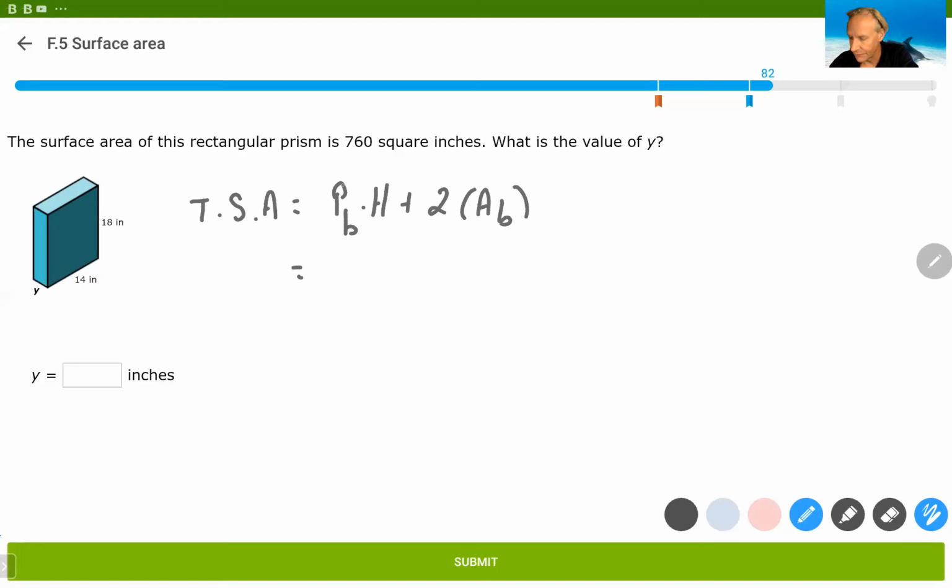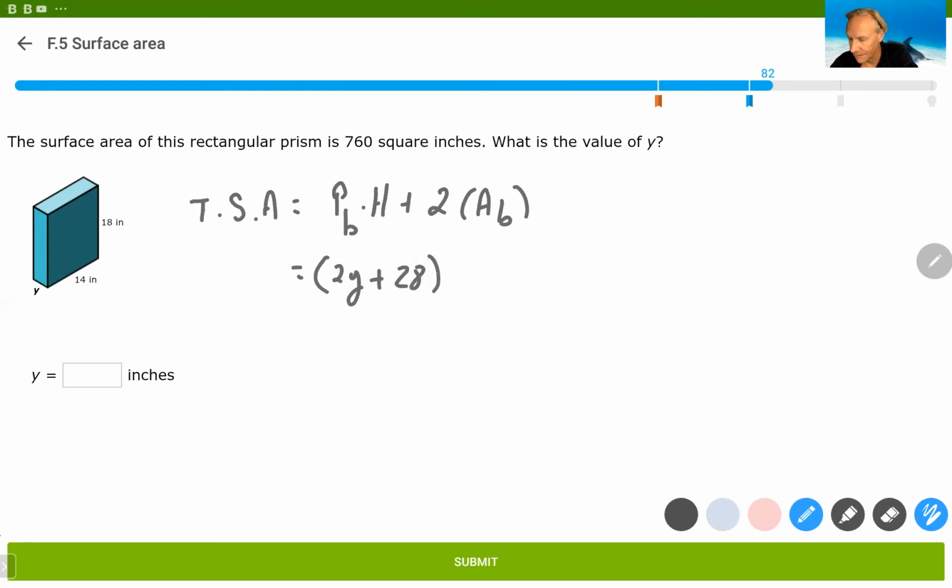And in this particular case, the perimeter of the base is, oh, you know what? It's going to be easier if I do it a different way. And I'm going to go ahead and keep going with this one. The perimeter of this base happens to be 2y plus 28.